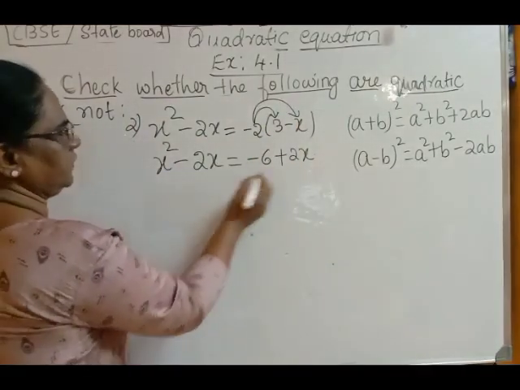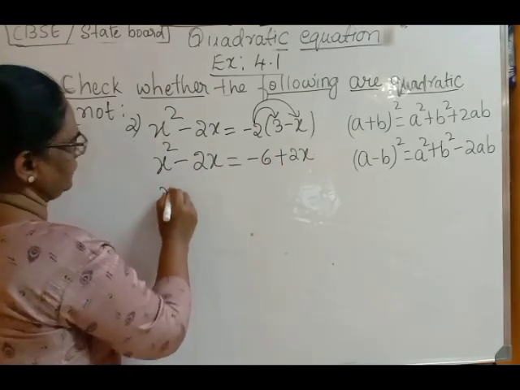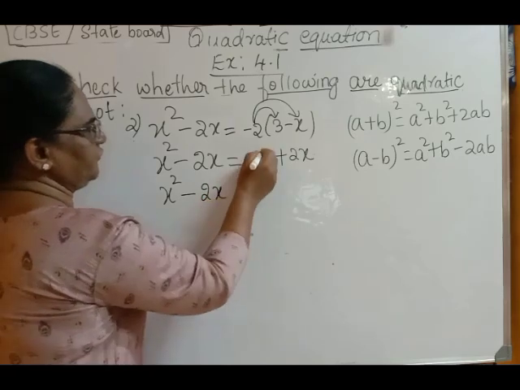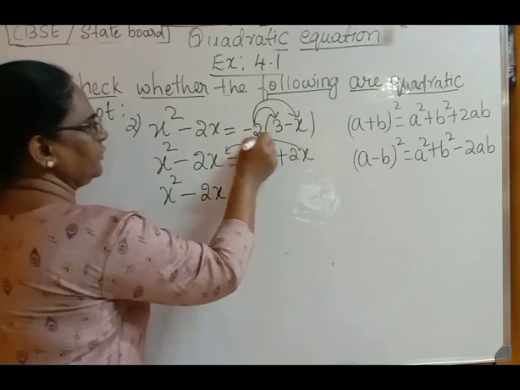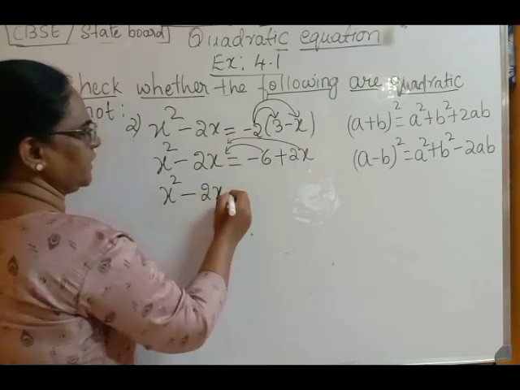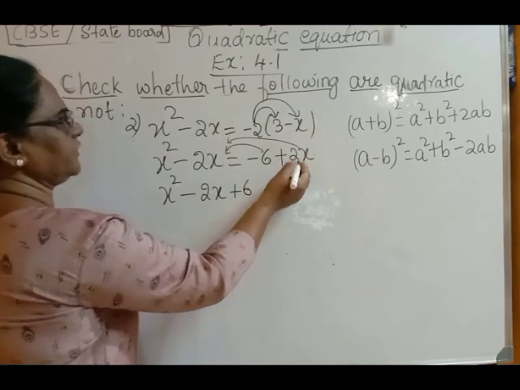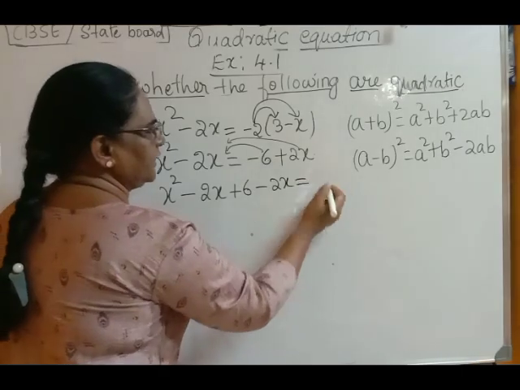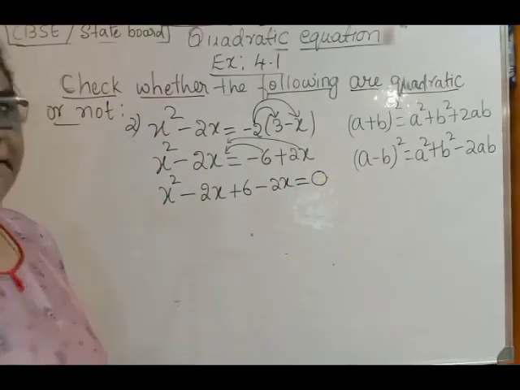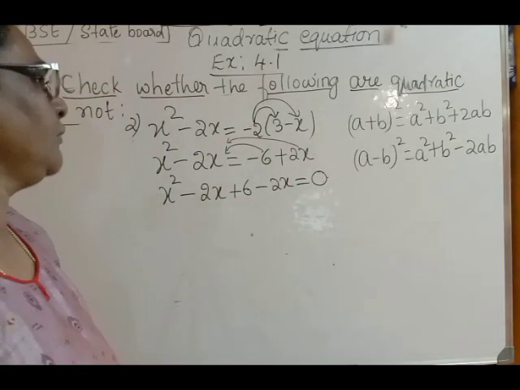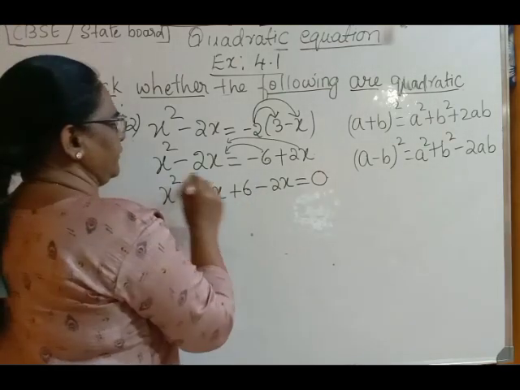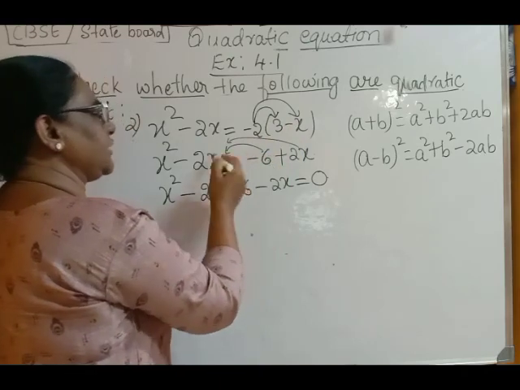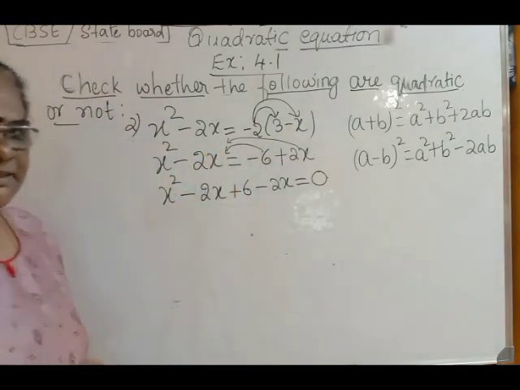Next, now I am going to shift the terms. X square minus 2x, shift here these two terms, minus 6 becomes plus 6, plus 2x becomes minus 2x. On the other side you are left with nothing, so put 0. In this step what I did, these terms as it is, here I have multiplied, those terms I am shifting to the left hand side.